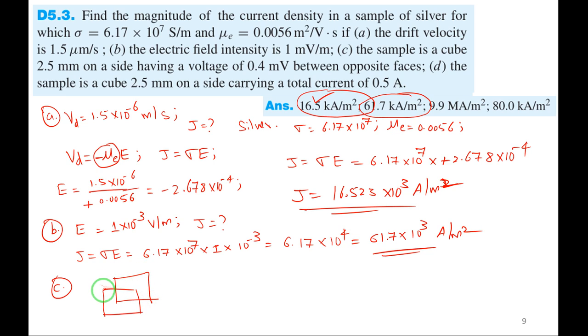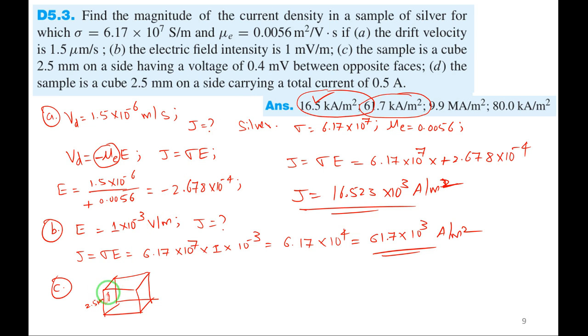It is in the shape of a cube. No need to draw it, but I'm drawing it. The side is 2.5 mm. All the sides are 2.5 mm. Then it has a voltage of 0.4 millivolt between opposite phases.